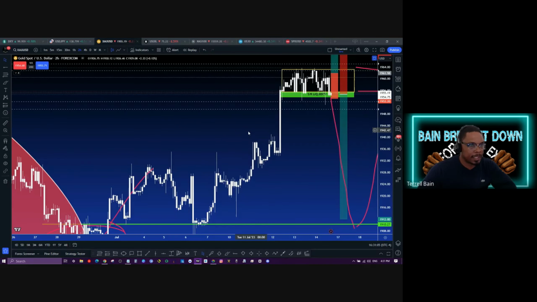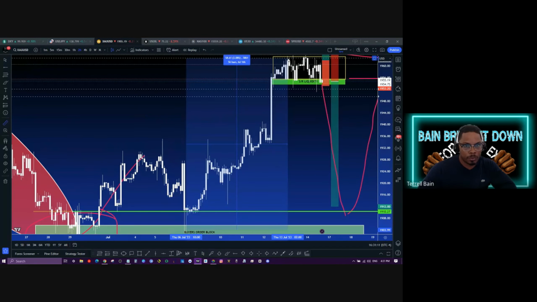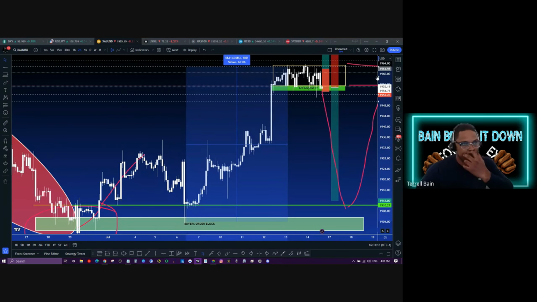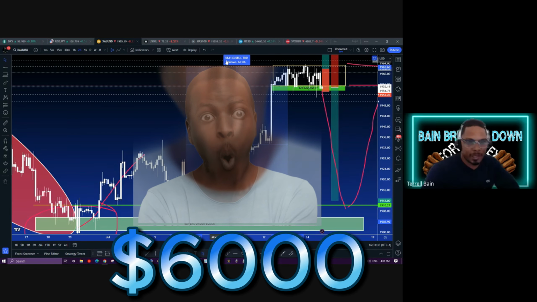Bro, this is from 1903, so pretty much 1900, all the way up to where we are right now, sitting at 1961. About a $60 move on gold. That is over 600 pips on gold. That's six bands on a standard lot, easy. And it took 6 days. Oh my God. $60 move, 6 days, six bands.